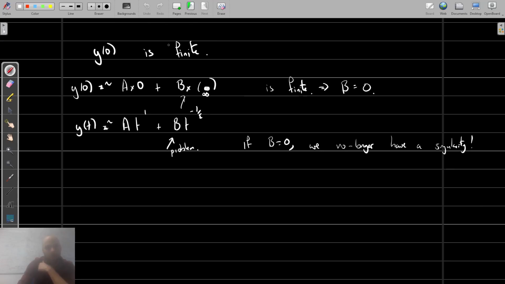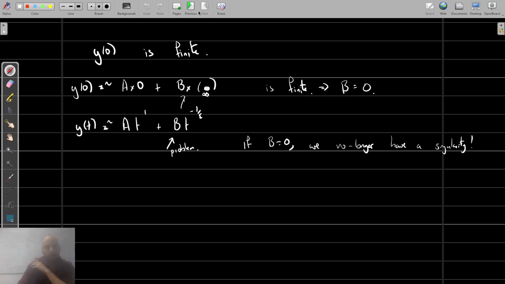But if I change it to y0 is finite, then there is a choice for A and B. I could set b to equal 0, and the boundary condition is going to work. So that's how it fixes the problem. It's the differential equation with the boundary condition that's wrong. Nothing to do with max asymptotics.